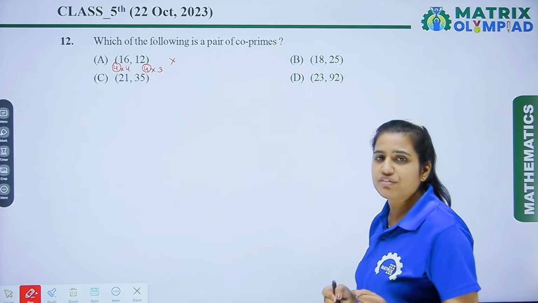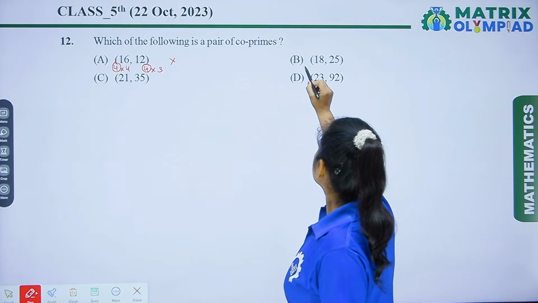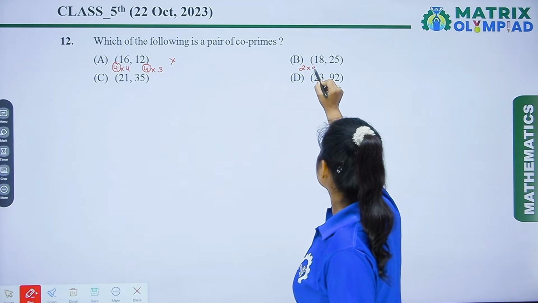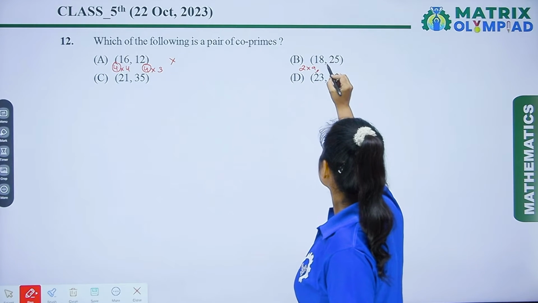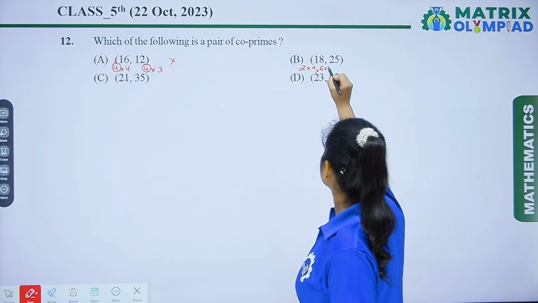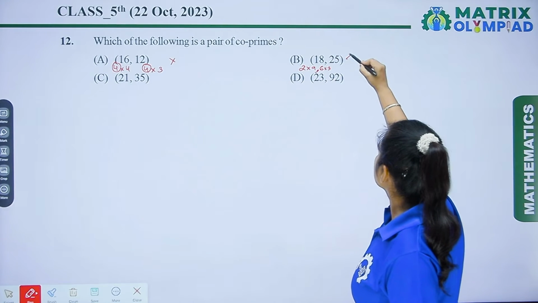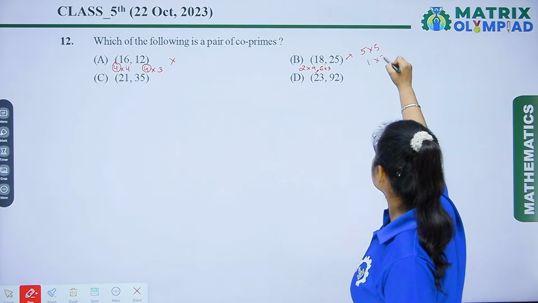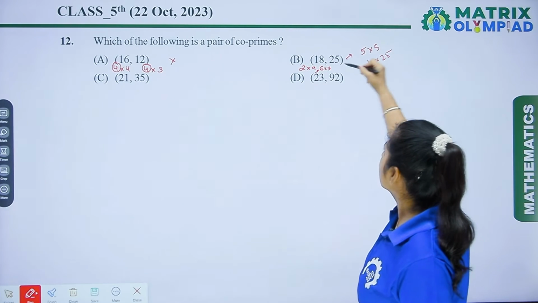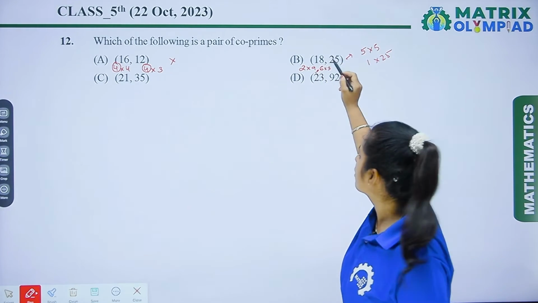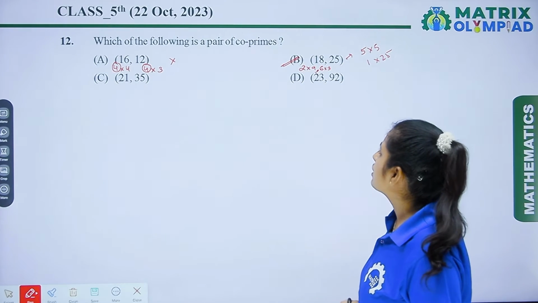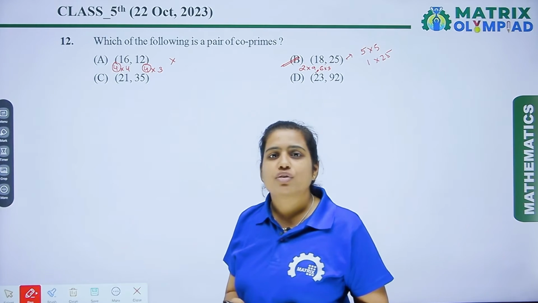For 18 and 25, let's check. For 18 we can say 2 multiplied by 9 or 6 multiplied by 3. For 25 we can say 5 multiplied by 5 and 1 multiplied by 25. So here we have only 1 as a common factor. So option B is a pair of coprimes.